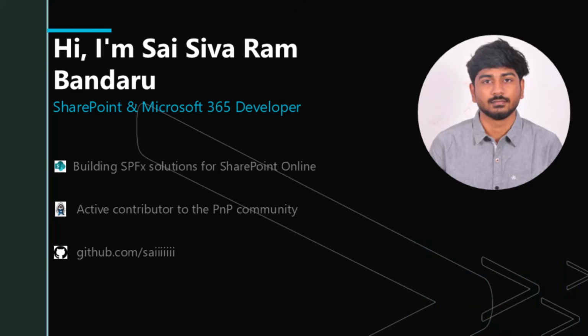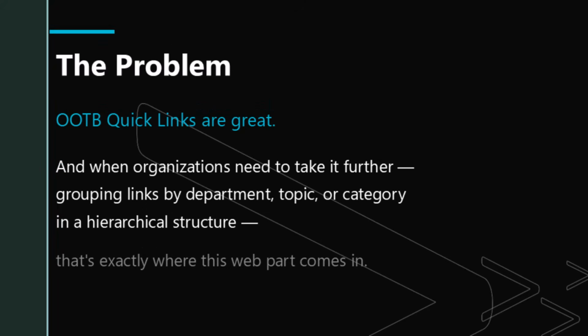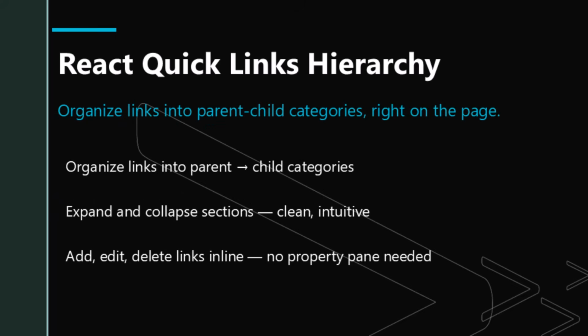In this solution, the problem I'm solving is that Quick Links are great, but they have been flat. If an organization wants to take it further, grouping the links by department, topic, region, or any type of category, this solution resolves that problem. In this web part, it organizes the links into parent-child categories right from the page itself.